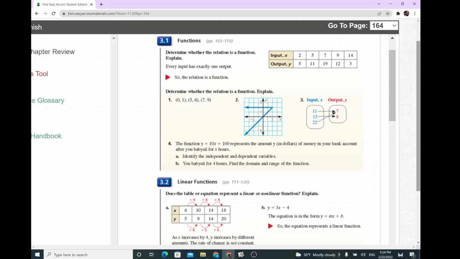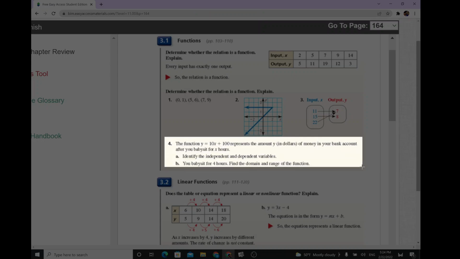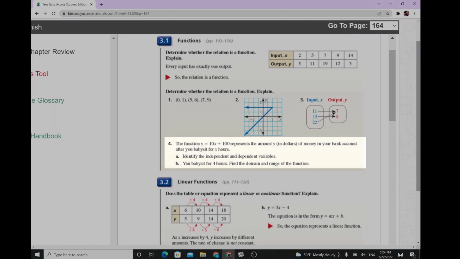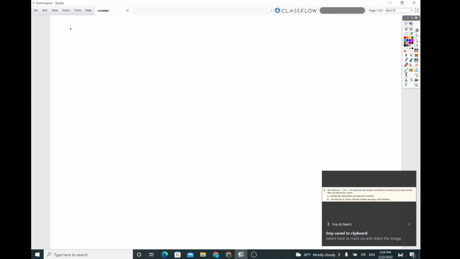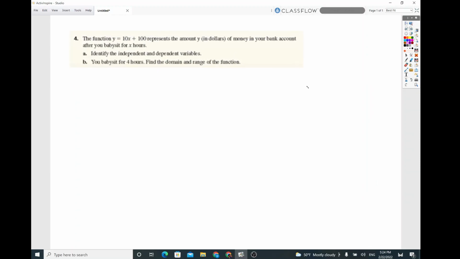Now, what about number 4 right here? A word problem. Students normally have trouble with word problems, so let's look at this one. The function y equals 10x plus 100 represents the amount y in dollars in your bank account after you babysit for x hours. Identify the independent and dependent variable.